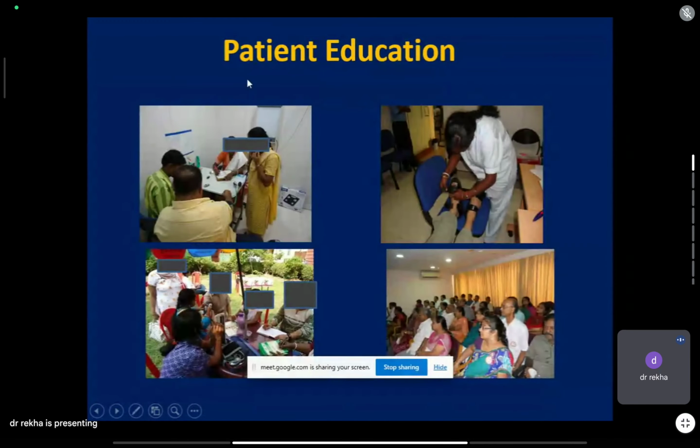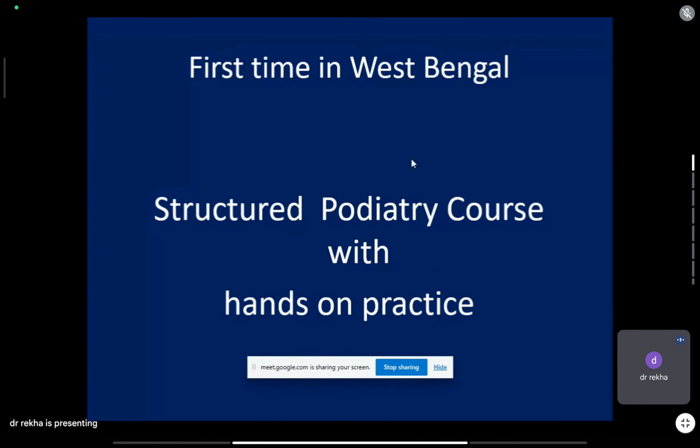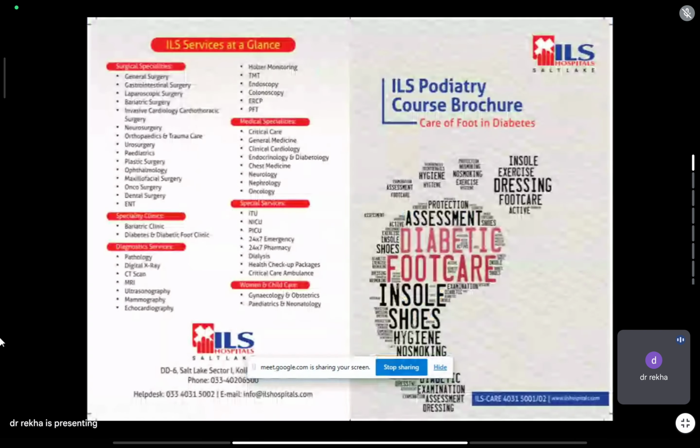And patient education is very important, so try to accommodate your patient and give the knowledge about the footwear. And if you try to shave the callus or try to be a podiatrist, then you can practice on this type of model like potato or sweet lime, or in this type of foot. And as I said earlier, there is no podiatric course in our country. But 1 year back, ILS Hospital started a hands-on practice podiatric course.